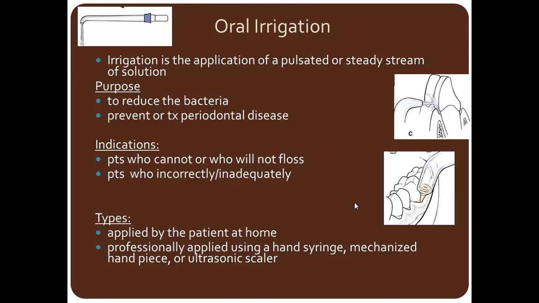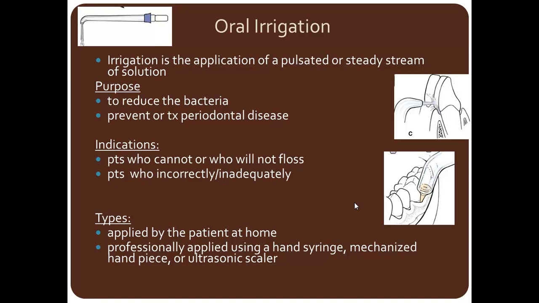So the indications are usually for someone who cannot floss or doesn't want to floss and they'd rather use an oral irrigator, or someone who's inadequate with home care, or having trouble maintaining their periodontal condition, and needs a little extra help. So there's basically two different types. There's the type of oral irrigator that can be used at home. Usually it's a dull tip, and you can also recommend subgingival, more delicate, professional types if you teach the patient how to use it.